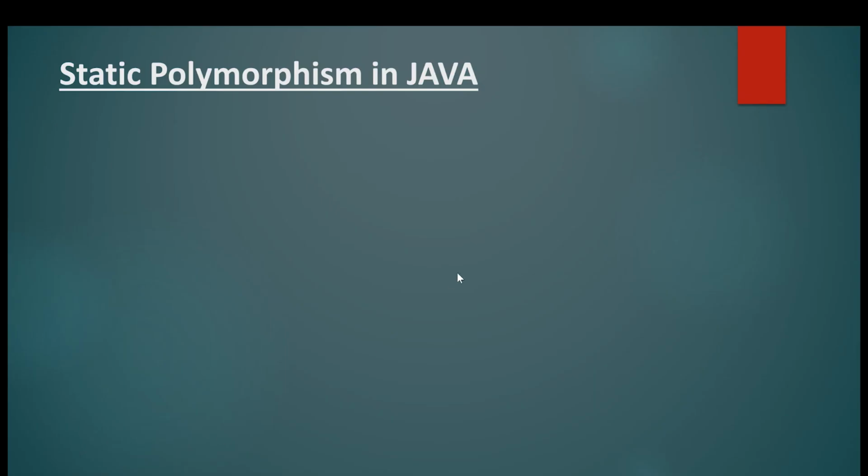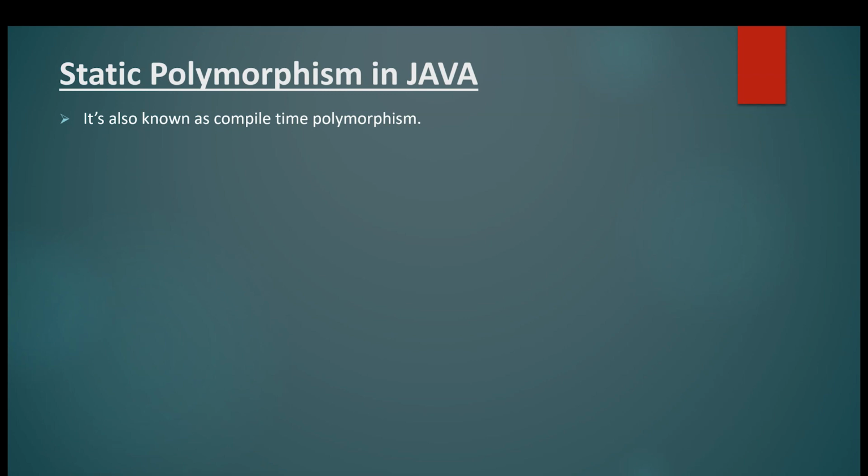So let us discuss static polymorphism in Java. We already know static polymorphism is also known as compile time polymorphism in Java. That is the first point about static polymorphism in Java. And when does static polymorphism occur? Static polymorphism occurs when the method calls are resolved at the compile time itself.